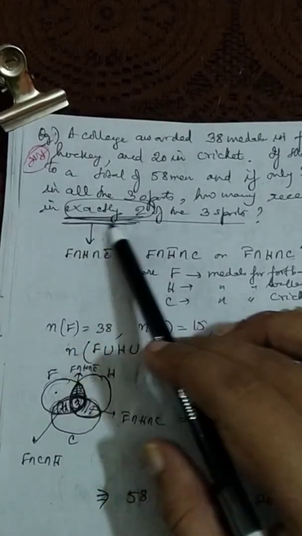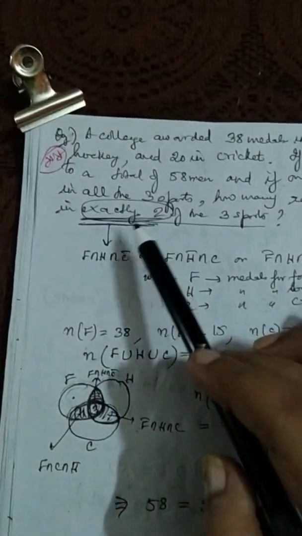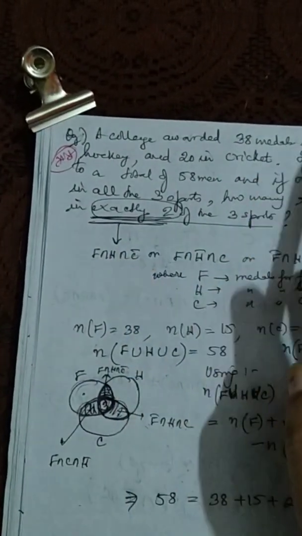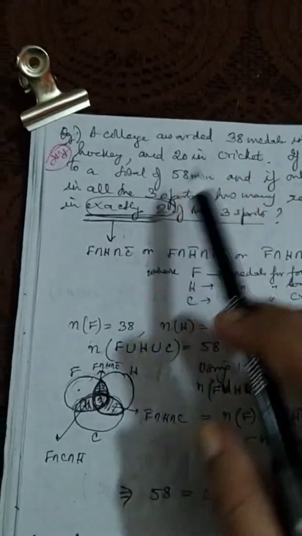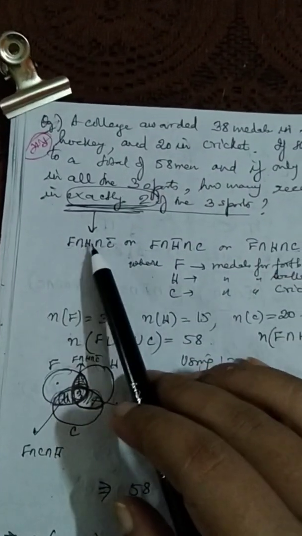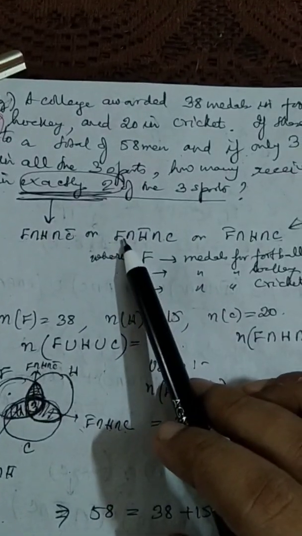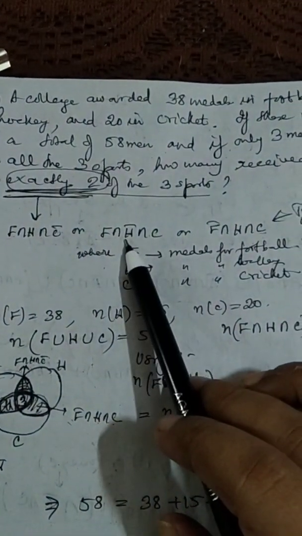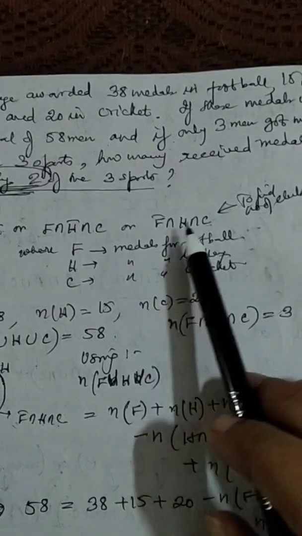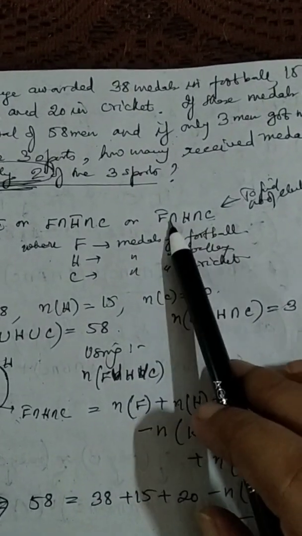Exactly 2 of the 3 sports means what? I've underlined it. Exactly 2 means there are 3 of them: football, hockey and cricket. So either they get medals in football and hockey but not in cricket, or they get in football and cricket but not in hockey, or they get in hockey and cricket but not in football.